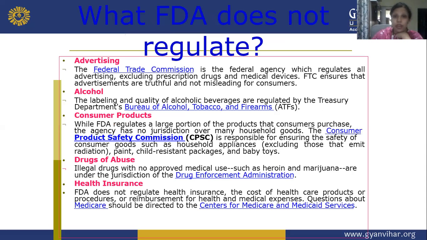Now next is what FDA does not regulate. Not all things are regulated by the FDA. We generally hear that US FDA is there. Nowadays it is a very common term. Everybody knows that US FDA is there.